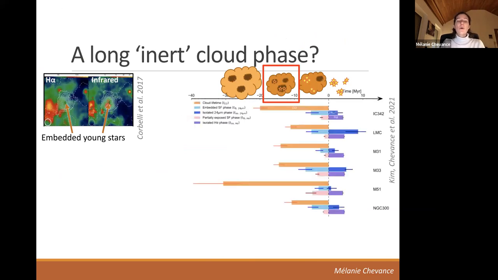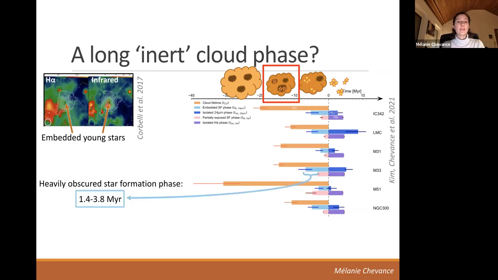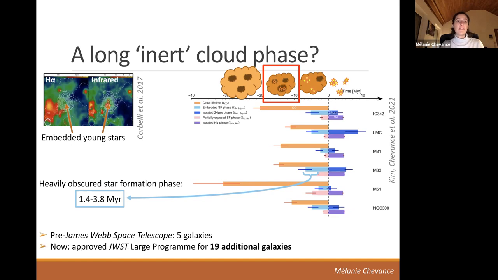And indeed there are. By looking at the six nearest galaxies, where we have Spitzer infrared observations at high resolution, Jeon was able to measure the heavily obscured star formation phase, between 1.4 and 3.8 megayears, during which the stars are actually present, but we don't see them in H alpha because they're heavily embedded. But there is still a significant fraction of the cloud that is indeed inert during a significant part of its lifetime. Pre-James Webb, we were able to do this only for five, maybe six galaxies.